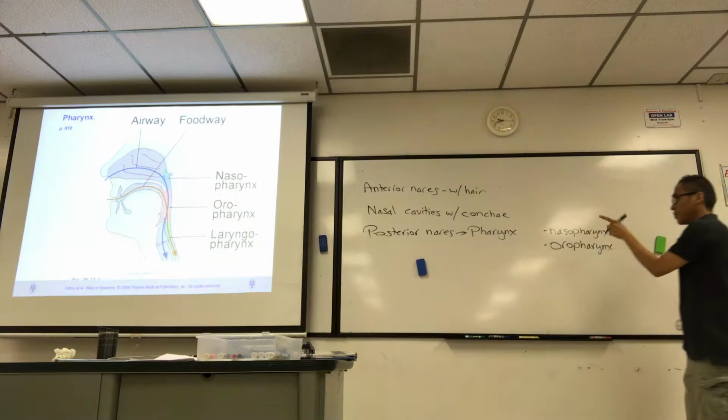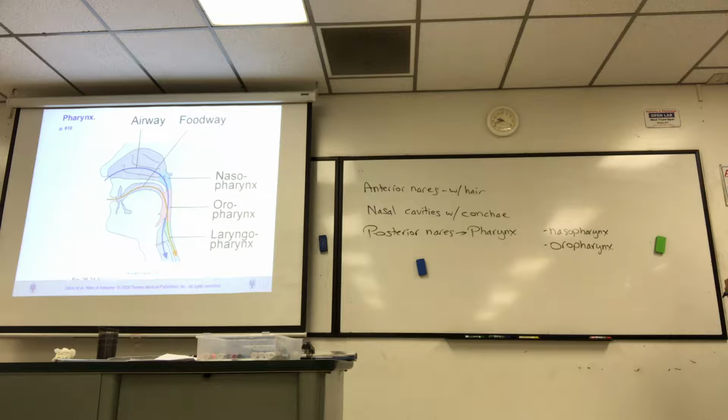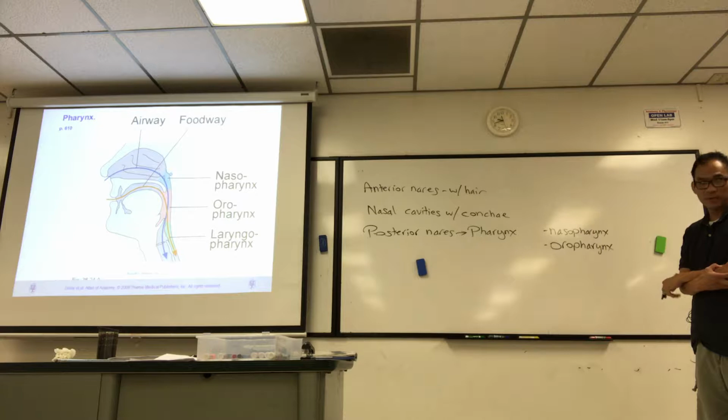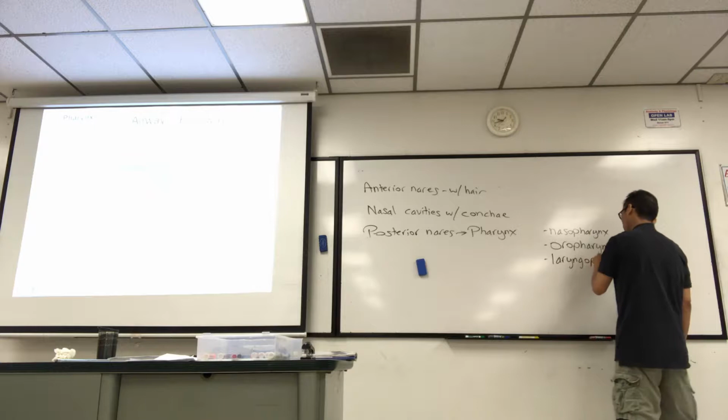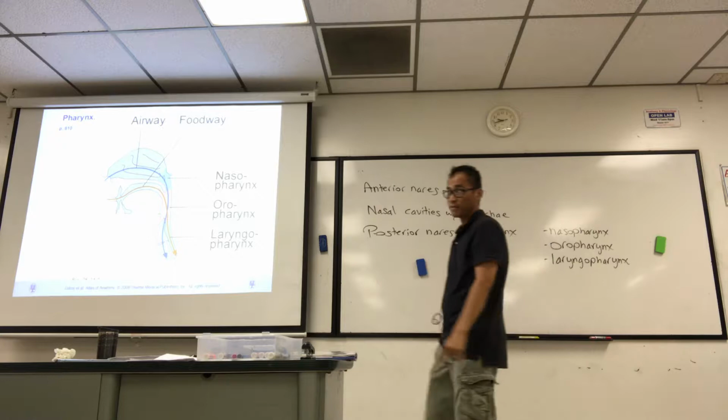And inferior to that, colored green, it's kind of like a fork in the road. It's the laryngopharynx, where you have a place to route food posteriorly to the esophagus or route air through the larynx. So I'll just list them as three regions of the pharynx you should be able to identify.